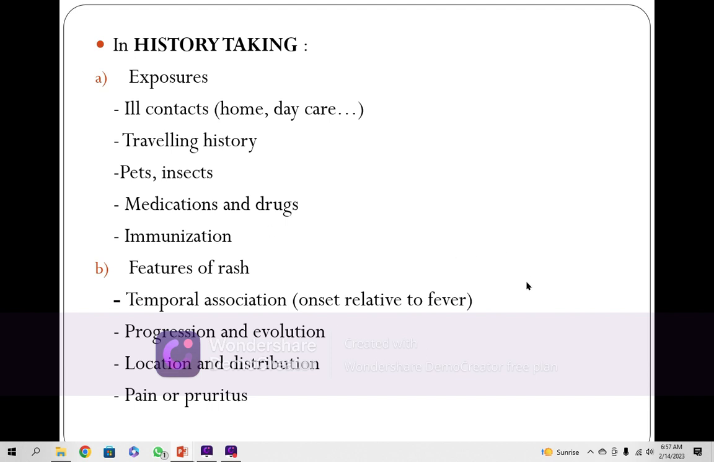And most of the rashes associated with the fever are of pediatric origin, in children, because most of the diseases which cause the rashes occur under the age of 10 years or 8 years. Most of them, not all.